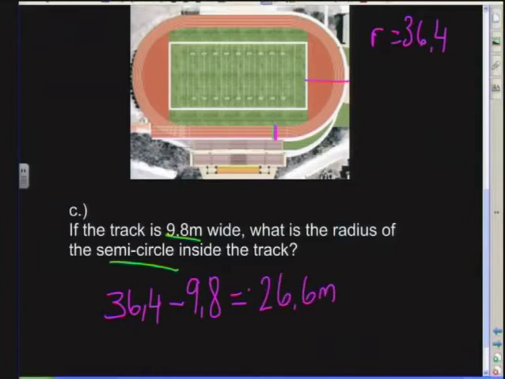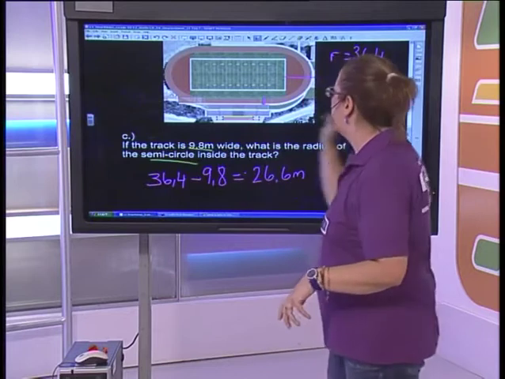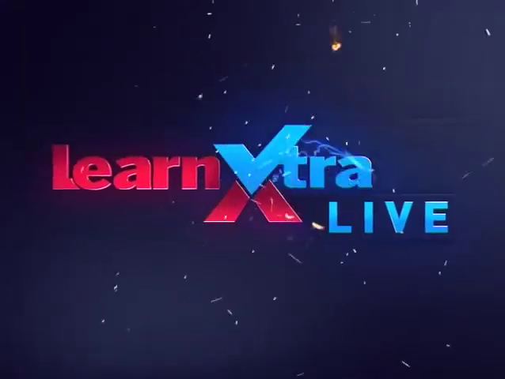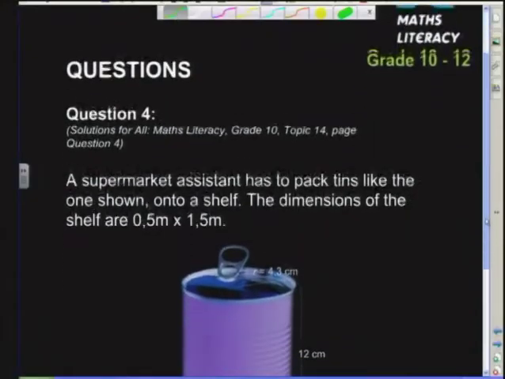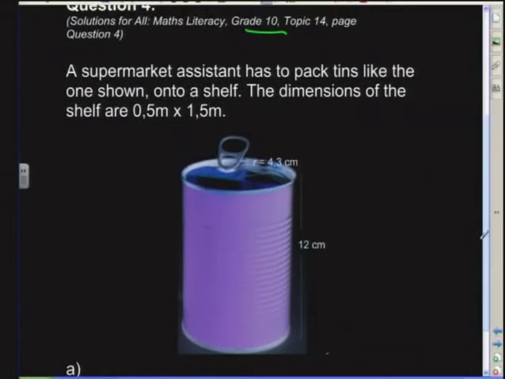So remember when you have frames, they often do it with frames, where you have to minus one number from another, or paths around something. In this case, we got the track. So that's perfect. So let's see. This question comes out of, again, the grade 10, topic 14. I need to give you the page numbers.